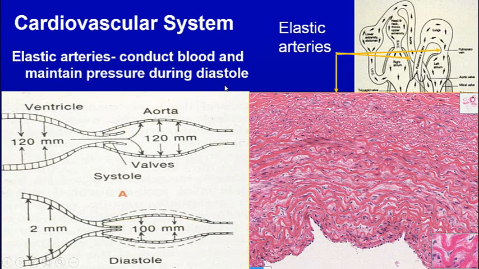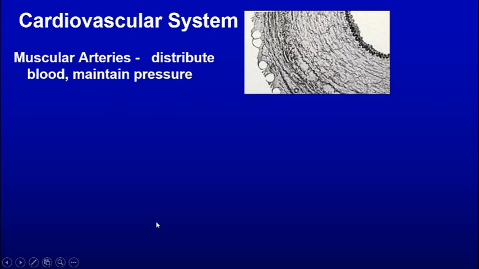Now, if we look at elastic arteries, they conduct blood and maintain pressure during diastole when the heart is not contracting. Here you can see when the heart contracts, it goes to 120 millimeters of mercury, and that increases the pressure in the aorta to that amount. The aorta stretches. Whenever the heart relaxes, the pressure goes back toward 2 millimeters of mercury, from 120 to 2. Then you get a recoil of the elastic tissue in the aorta, and that helps maintain the pressure. So you don't go from 120 to 2, you go from 120 to 100, like that.